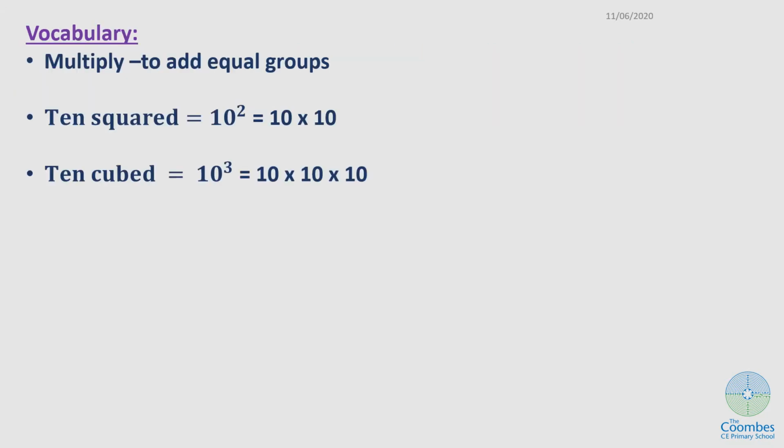Just a few vocabulary I want you to take note of. First is the word multiply. Now, multiply is just adding equal groups. And when you see 10 squared, it's written like this, and it just means 10 times 10. Also, 10 cubed is written like this. That's 10 to the power 3, and what that means is 10 times 10 times 10.